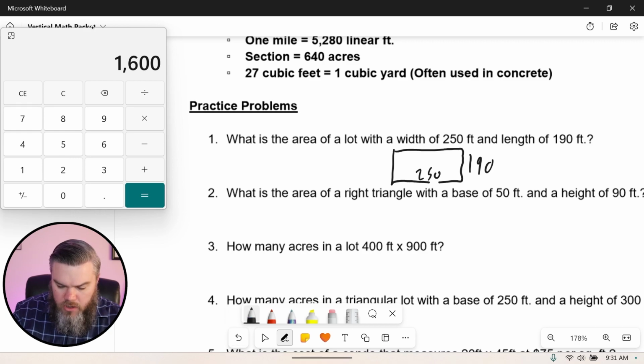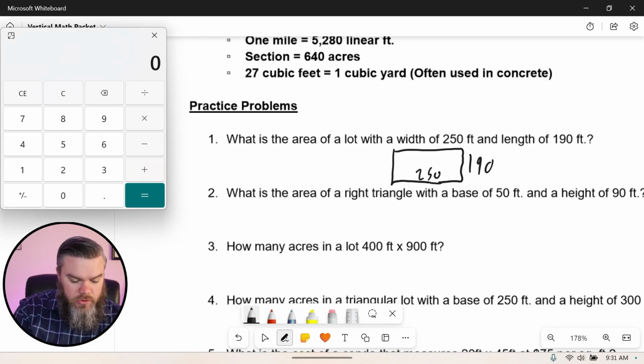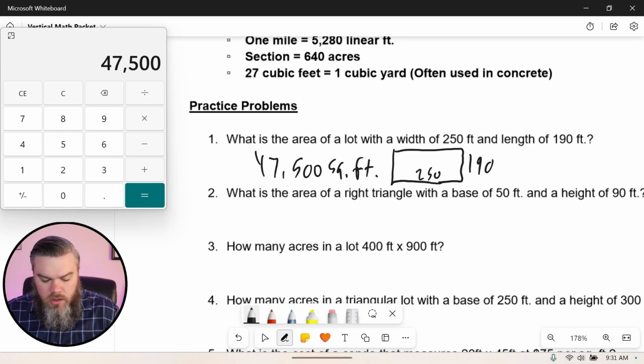250. So now we're just dealing with a rectangle. And it's got a width of 250, length of 190. Once again, don't get so caught up on which is width, which is length. It's just one side multiplied by one side. So 250 times 190. The answer is 47,500 square feet. Okay.